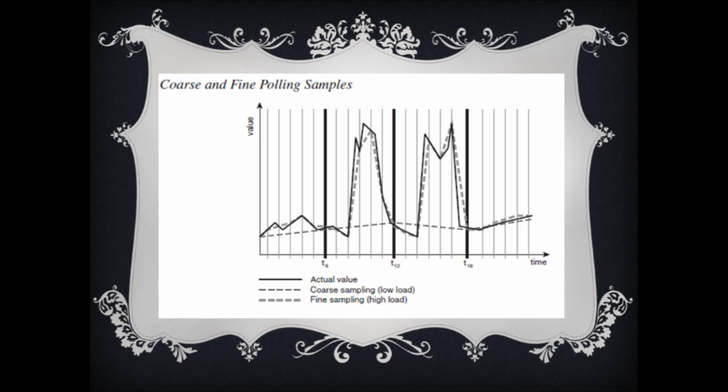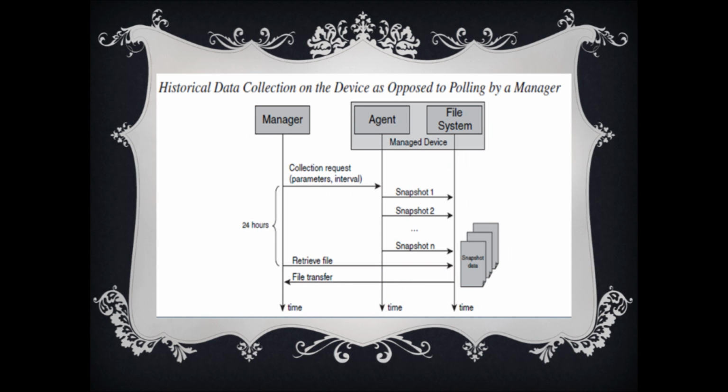Historical data collection of the devices as opposed to polling by a manager. The computation overhead is higher than in the case of the first option. Management communication takes place at every polling interval. However, at a minimum, the redundant requests are taken out of the equation, which provides at least some relief.